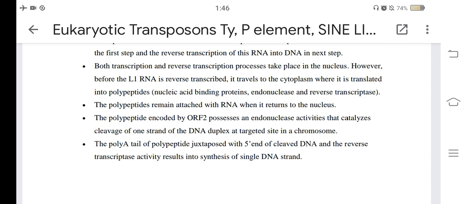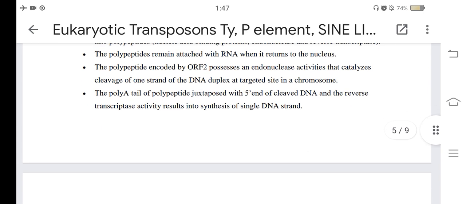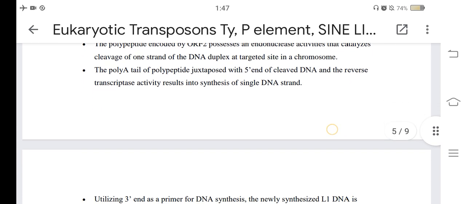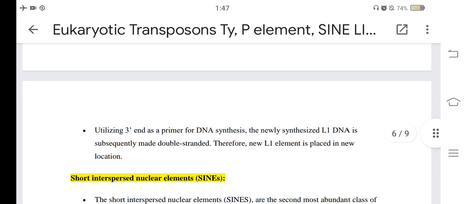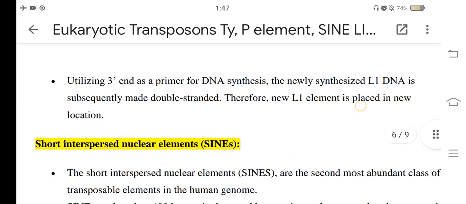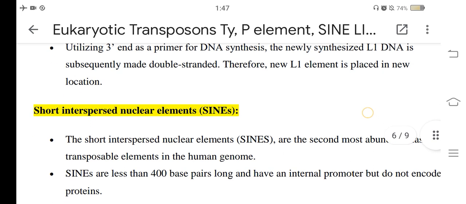The polypeptide encoded by ORF2 possesses an endonuclease activity that catalyzes cleavage of one strand of the DNA duplex at a targeted site in a chromosome. The poly-A tail of the RNA is juxtaposed with the 5' end of the cleaved DNA, and the reverse transcriptase activity results in the synthesis of a single DNA strand. Next, utilizing the 3' end as a primer for DNA synthesis, the newly synthesized L1 DNA is subsequently made double-stranded. Therefore, the new L1 element is placed in a new location.